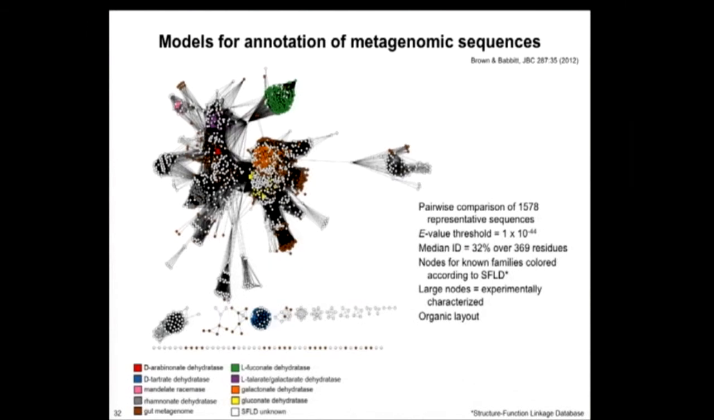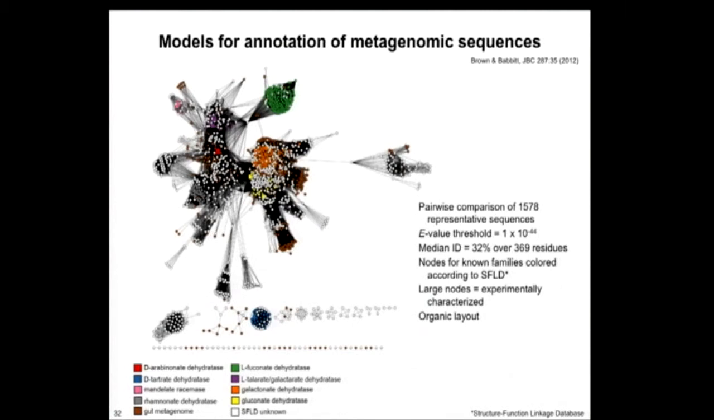But we also have a number of these groupings. And this is at 1 times 10 to the minus 44. When we take this apart, it's easier to see. But we have a number of these groupings that only have brown nodes. And that means the human gut microbiome has members of this superfamily where we know something about how the fundamental chemistry works to do carbon metabolism. And they don't look like anything in GenBank. So they're complete unknowns. They're really something new.